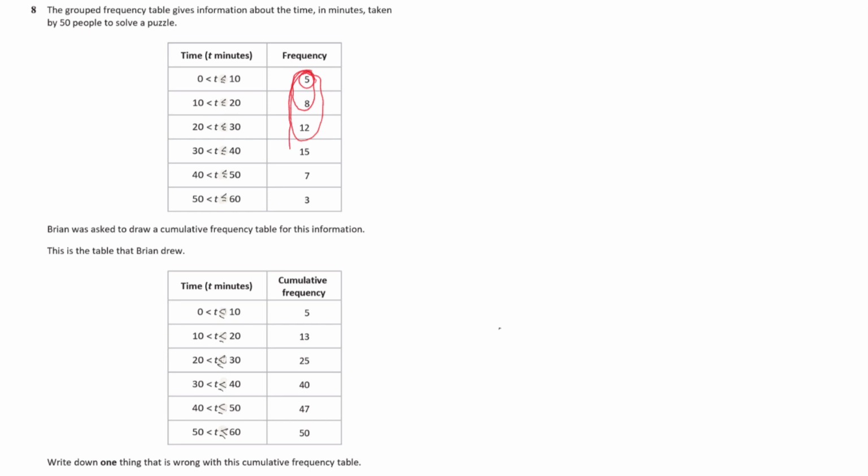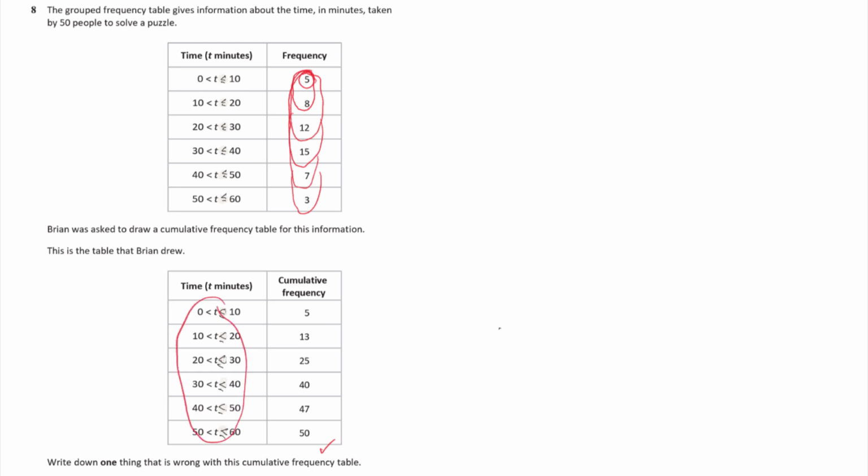Next you're going to get, by adding that 15 on, which is 40, then add on another 7, that's 47, and you add on another 3, that's 50. So all of these values in the cumulative frequency are correct, there's no problem there. Okay. Now the one thing I think is incorrect is this bit here, how he's labelled it.